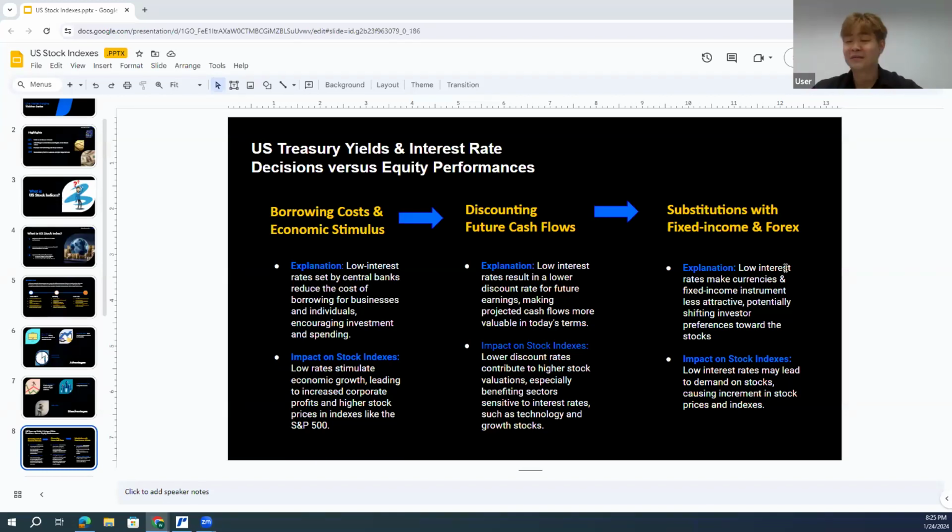And then substitution. Low interest rates mean that nobody is going to save in the bank because of the very low deposit return, so they will seek another good opportunity. One of the good opportunities is the US stock index. So when interest rates are very low, investors will try to invest in other asset classes so they don't save in the bank. They seek other asset classes like the stock market. Okay, so this is a brief understanding.